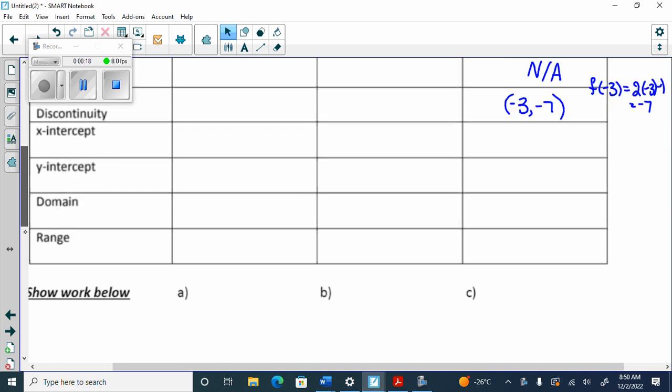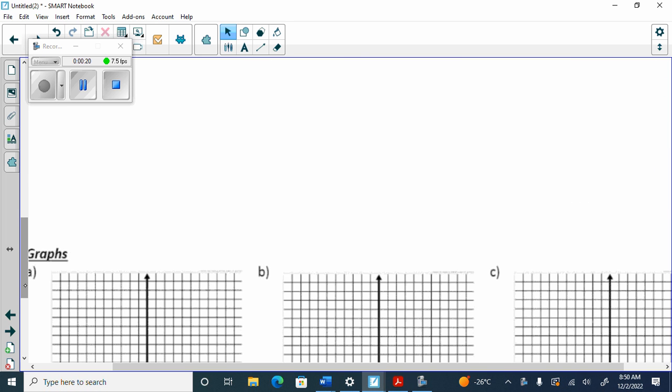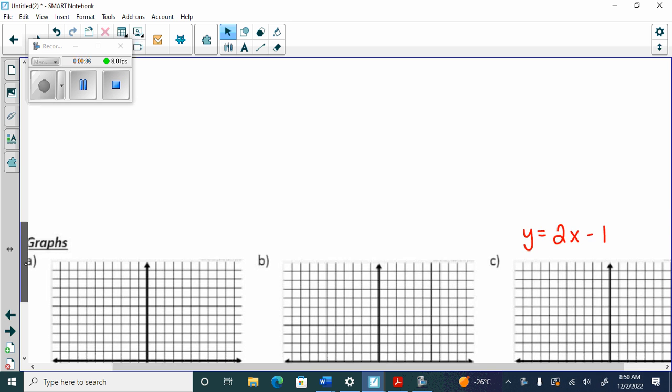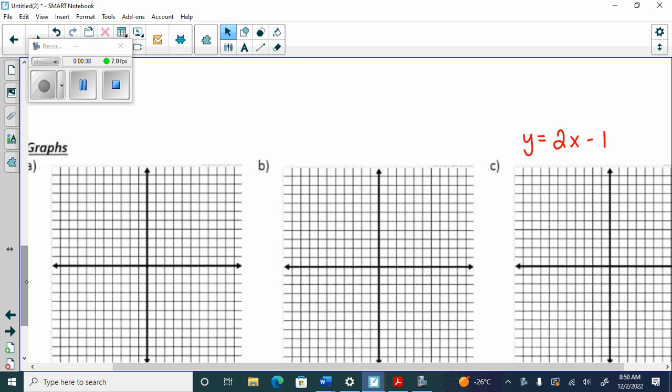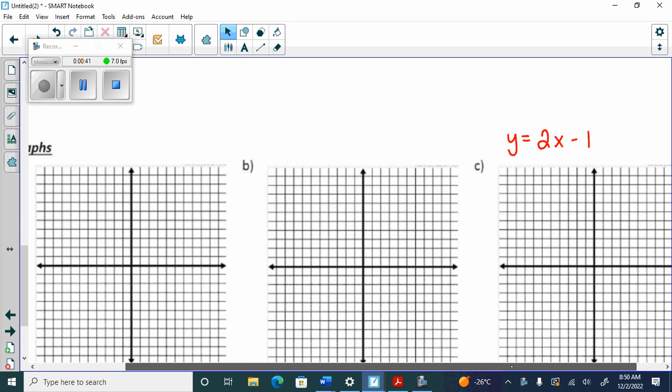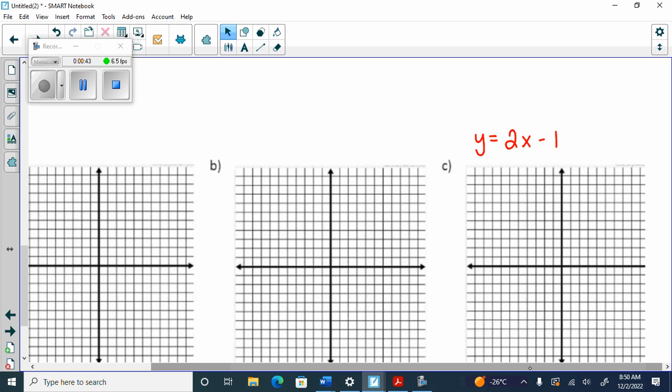So let's go back down here. We have y equals... is it 2x minus 1 that cancels? Yes. Okay. So when we draw a line, we don't need our calculator because we're so smart. We just start with our y-intercept. We're taught that in grade 10.